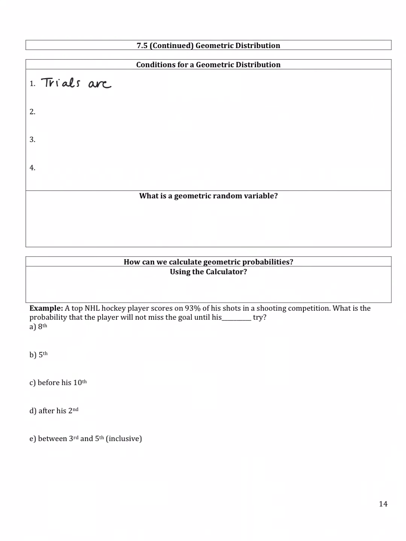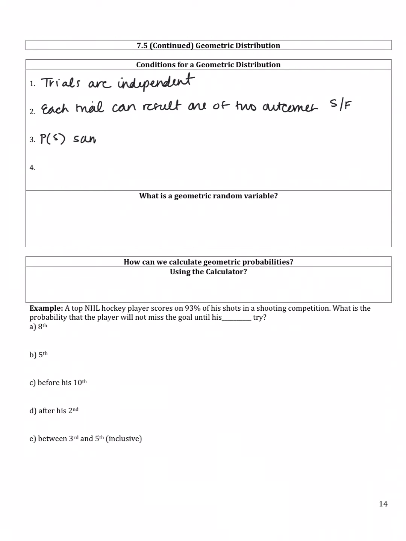All right, so let's see. The trials are independent. Still, each trial can result in one of two outcomes. So we've got a success or failure situation again. The probability of success is the same for all trials.